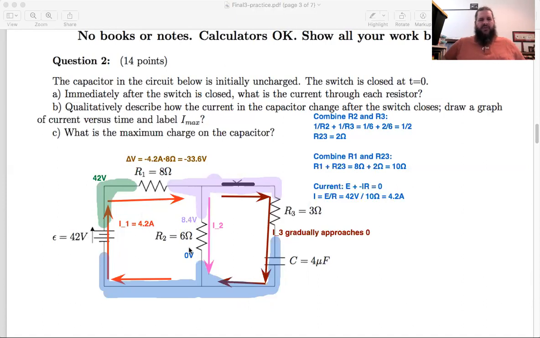Oh, right. So the I1 starts at 4.2 and approaches 3 from above. I2 starts as some lower value, I think, what is that, 1/3 of 4.2, and approaches 3 from below.